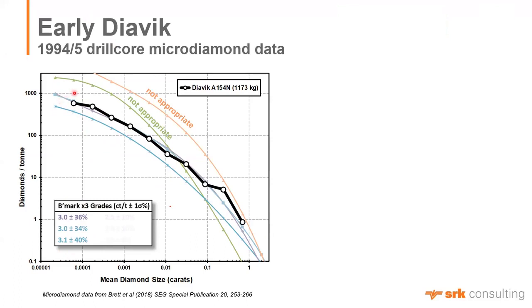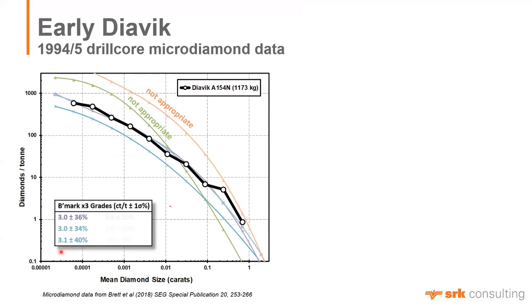I was saying, if you compare this microdiamond curve for early microdiamond data to appropriate benchmarks, there are 3 benchmarks here, then you would forecast grades extending up this way of about 3 carats per ton with a very large error. That's the 1 sigma error expressed as a percentage of the grade.